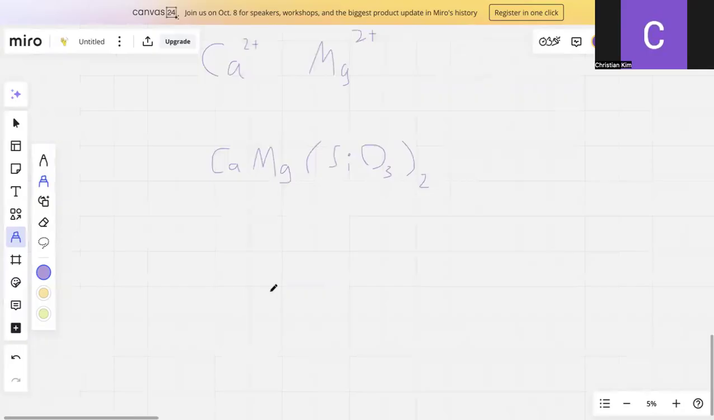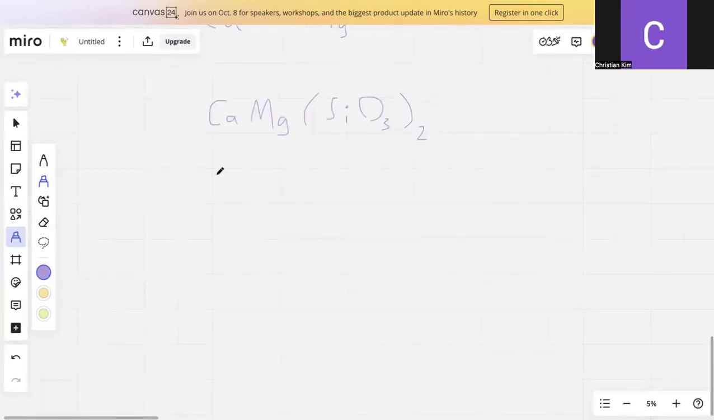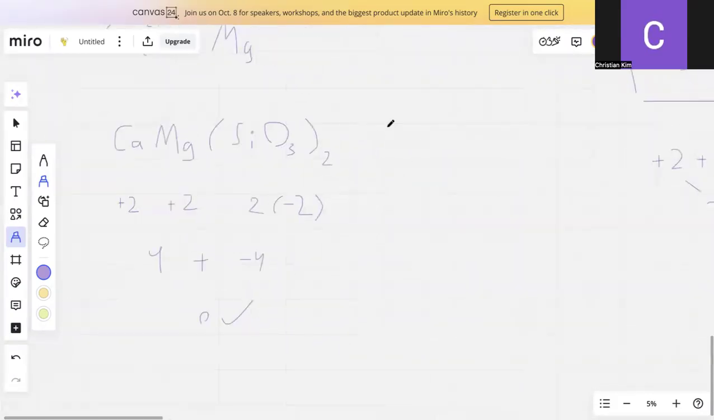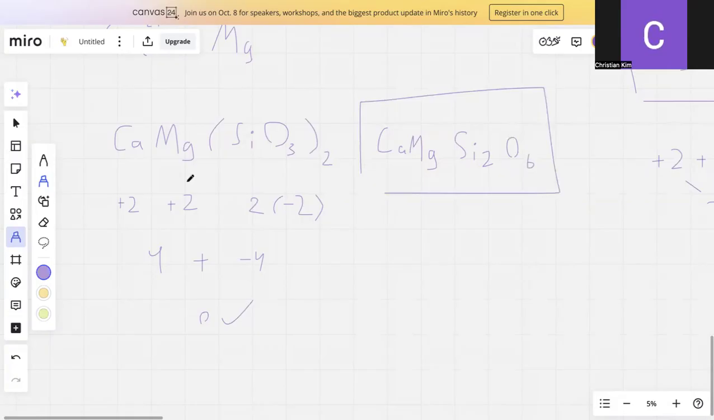And this is going to work out quite well because Ca is plus 2, Mg is plus 2 again, and inosilicate is -2, but I have 2 of them. So then this is 2 times -2. So then I get 4 plus -4 is equal to 0, and that's exactly what I want. Alternatively, you can write this as CaMgSi2O6. I've seen sometimes people write it that way, same idea. Both are correct.